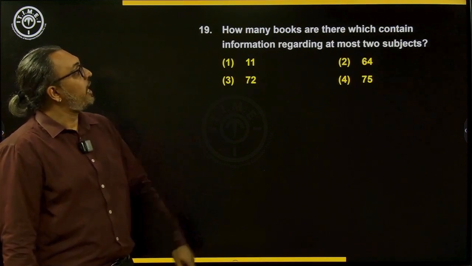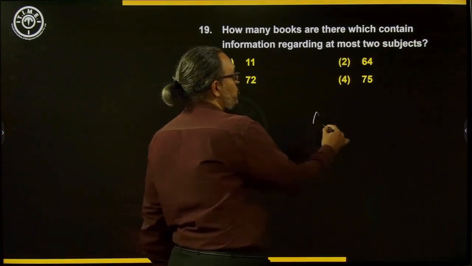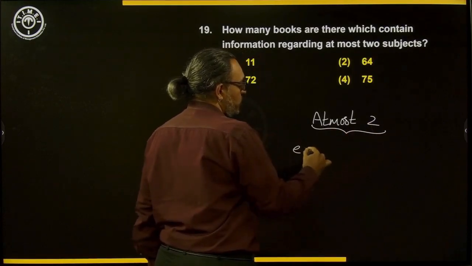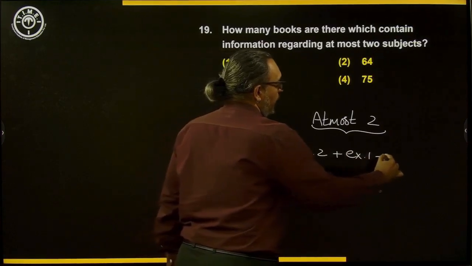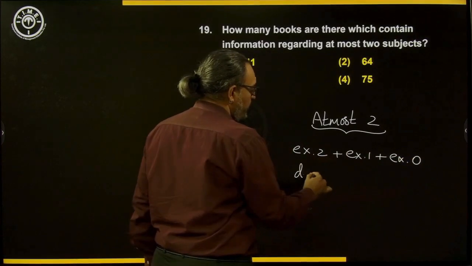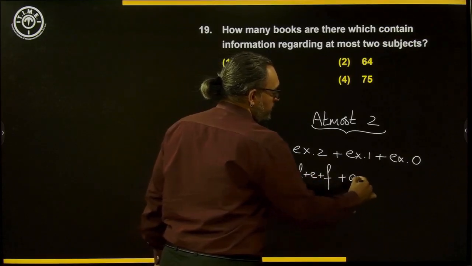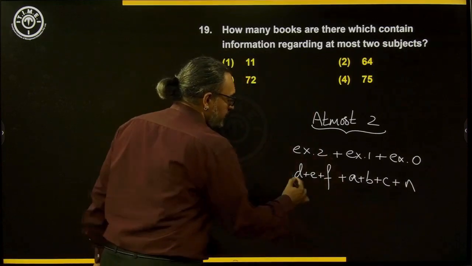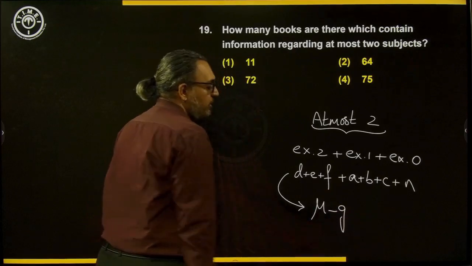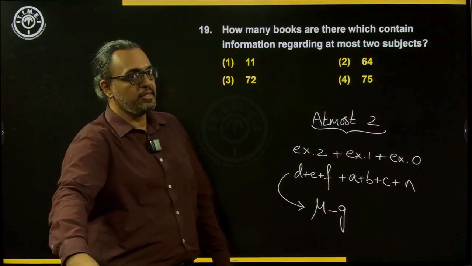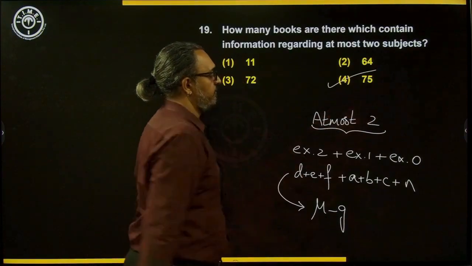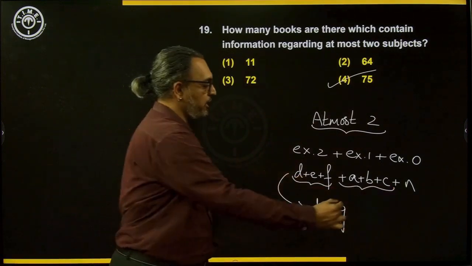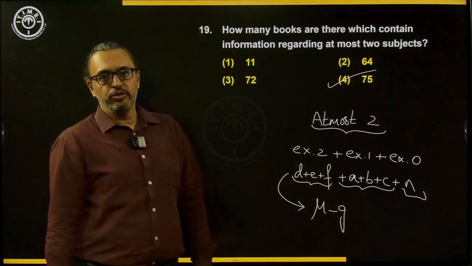Then how many books are there which contain information regarding at most 2? So at most 2. So at most is maximum 2. So exactly 2, exactly 1 and exactly 0. So exactly 2 is D plus E plus F, exactly 1 is A plus B plus C, and exactly 0 is N. So basically this is another way of writing mu minus G. So mu is 78, 78 minus G is 3, which gives you 75. Or you add this, we know this is 11, this is 64. So 11 plus 64, 75, because N is 0. Both ways you'll get your answer.